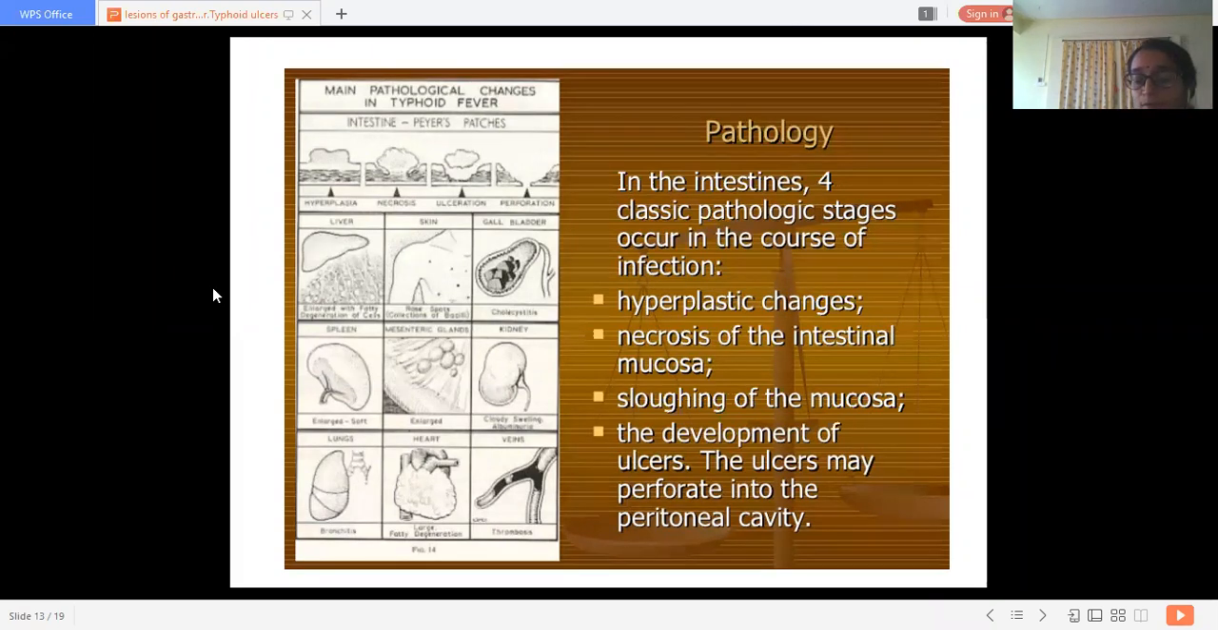Up till now we discussed the pathogenesis of typhoid fever, that is, how this pathogen enters your system and causes different pathologies. Now, in the pathology of typhoid fever, there are four classic pathological stages that occur in the course of infection. There are four changes associated with the ulcer formation in the small intestine.